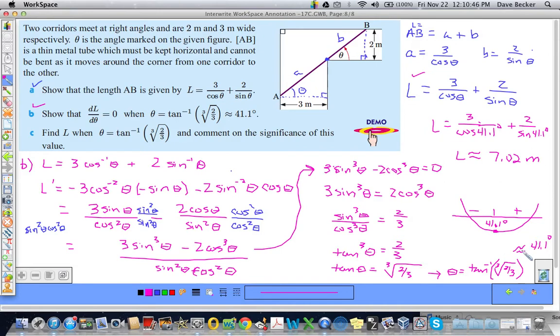Okay? And when we have that minimum, we can use it to find the length at that local minimum. And what that gives us is the greatest length of rod able to be horizontally carried around the corner. In other words, we could not have a rod greater than 7.02 meters long because this is the minimum that we could have. Okay, and with that minimum comes the greatest length that the rod could be.